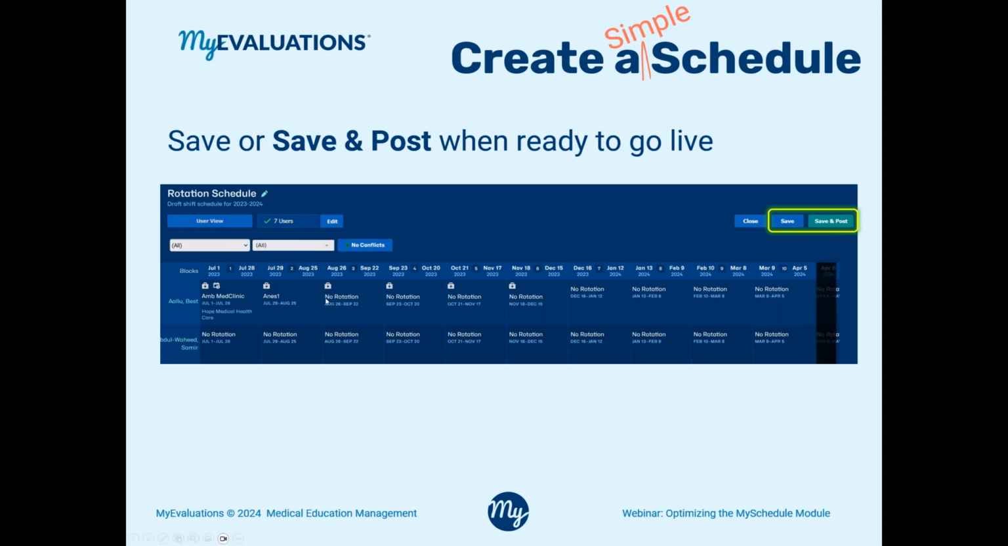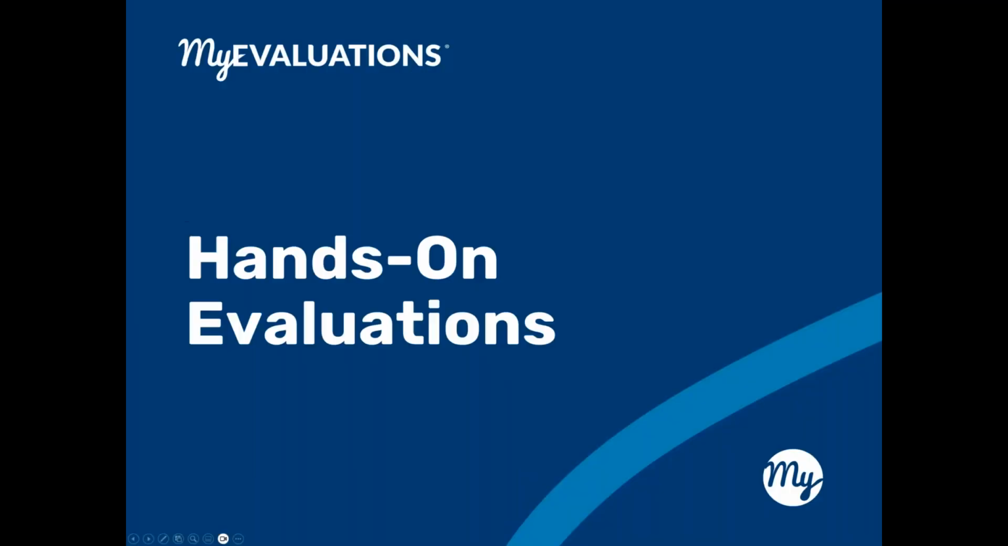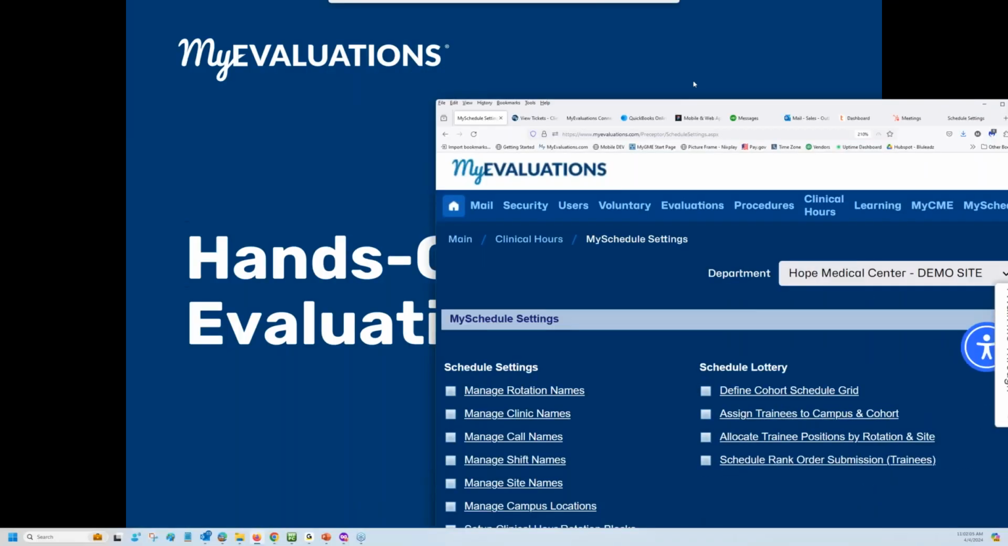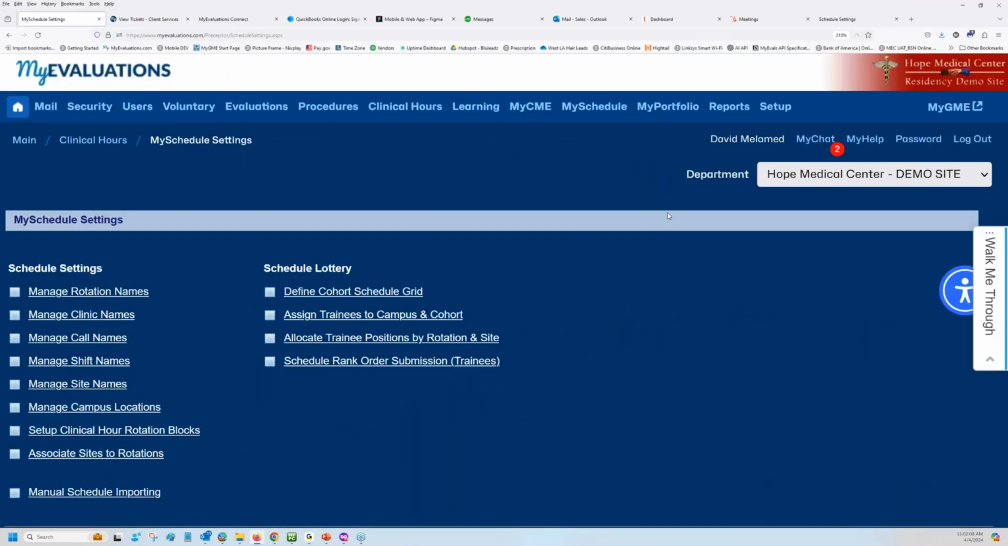Of course, you notice that I have not filled in the rest of the rotations here. I've only filled in the first 2 in this example. So let's now do a quick hands-on on building a schedule. I'm in the current functionality that's available to you, not what's going to be available next week. I'm showing you what's available to you right now.